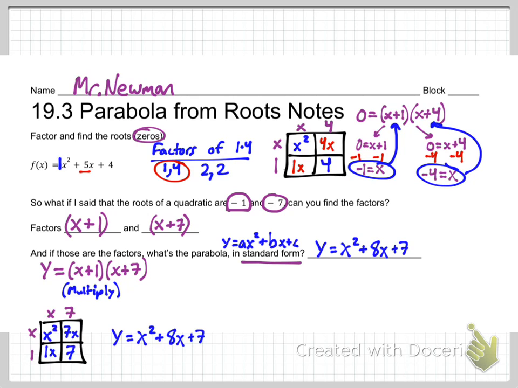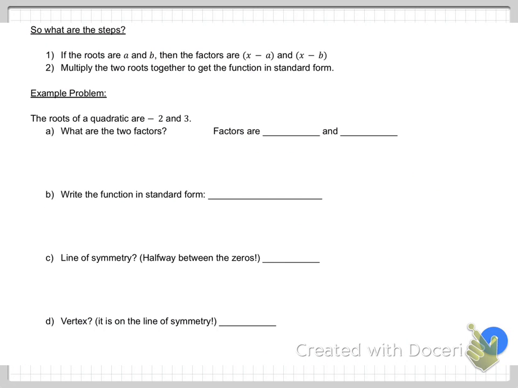The zeros of that equation are negative 1 and negative 7. And I know that because we set it up that way. If I were to factor it, I'd get x plus 1 and x plus 7. And the opposite of those are the zeros. So let's recap those steps.